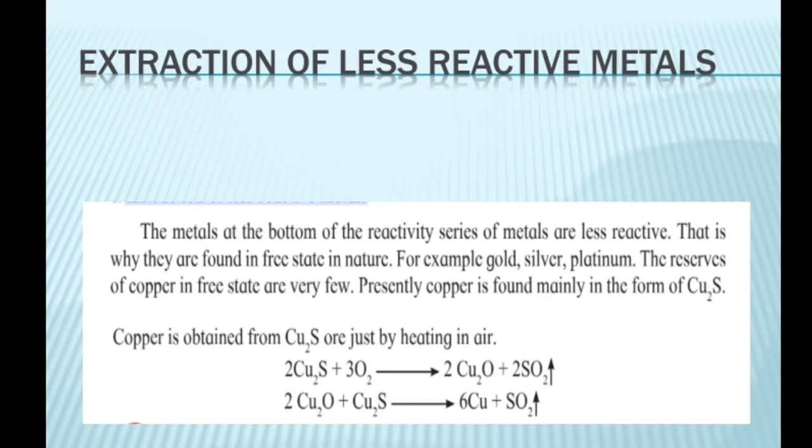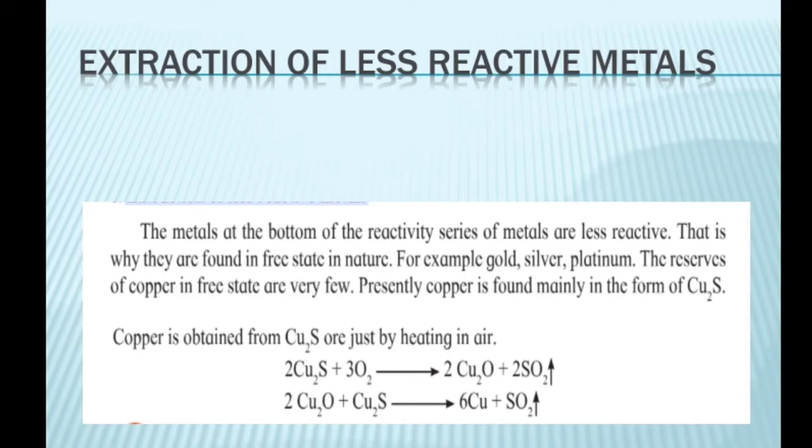The metals at the bottom of the reactivity series of metals are less reactive. That is why they are found in free state in nature. For example, gold, silver, platinum. The reserves of copper in free state are very few. Presently, copper is found mainly in the form of Cu2S, that is, in combination with sulfur.